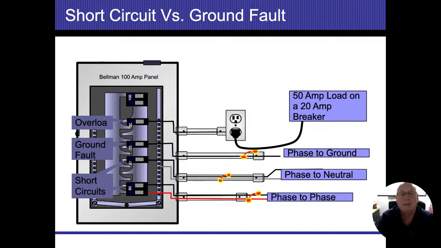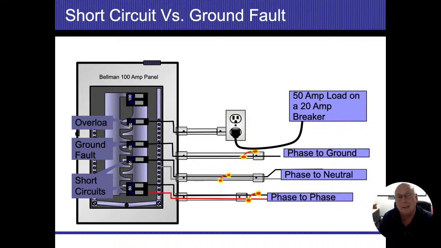And then we have a phase to phase. Both of those are considered short circuits. If we have a phase to phase, a hot to hot, that voltage separation is going to be bigger. The phase to neutral short circuit is going to have 120 volts and create a 120 volt spark. If I have a phase to phase short circuit, that doubles the voltage and doubles the size of the spark, but it's still going to trip the breaker.